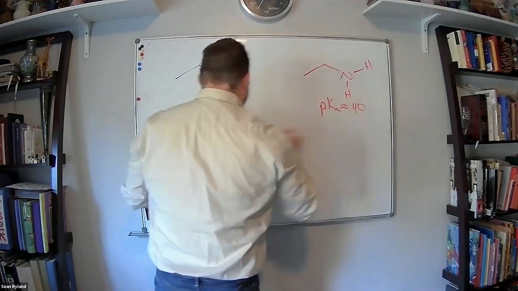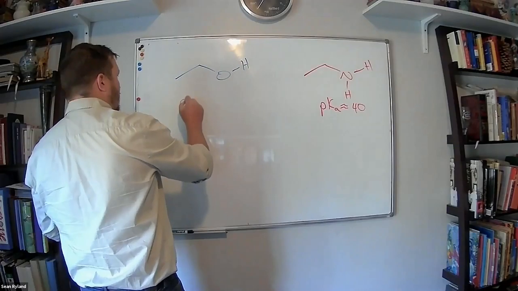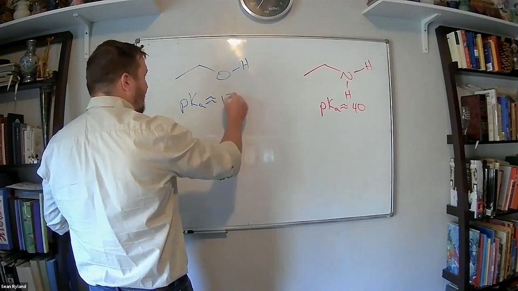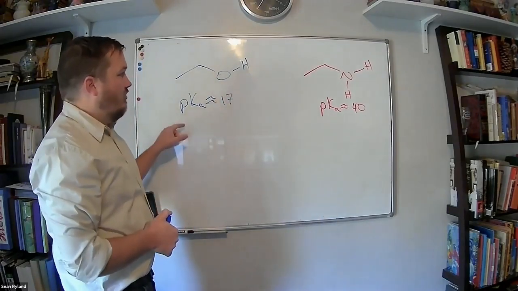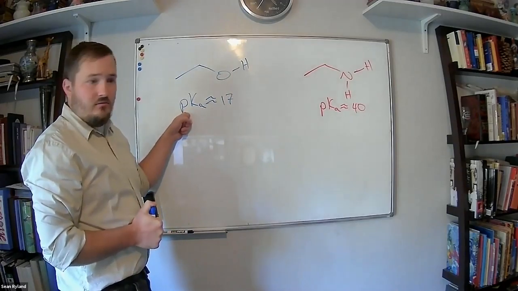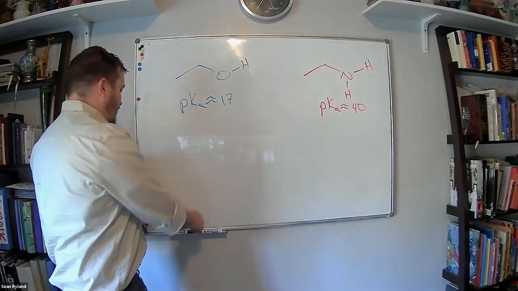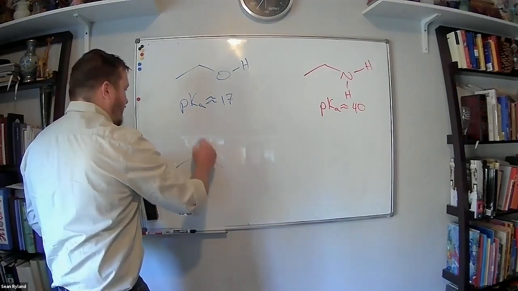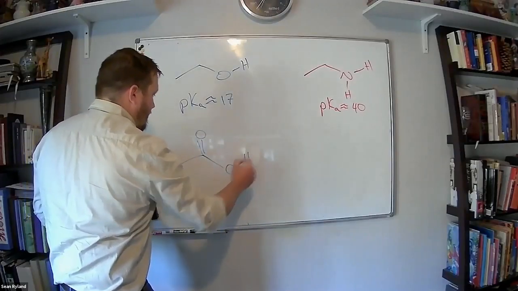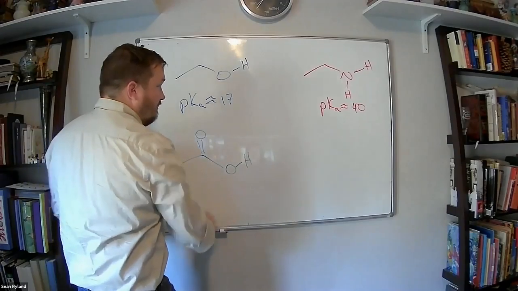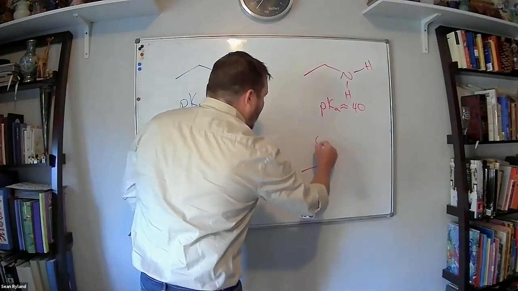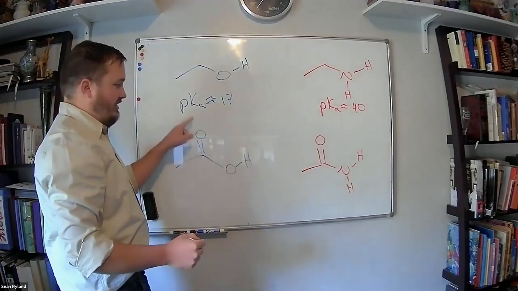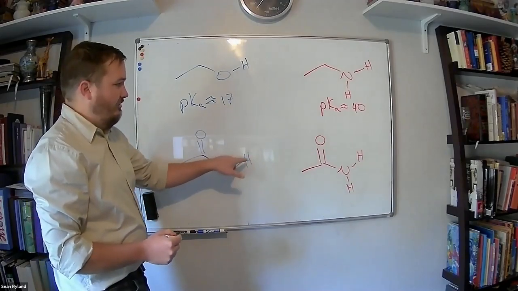of around 40 versus a pKa of around 17. So way more acidic. And we see the same thing if we look at a carboxylic acid group, like acetic acid, versus an amide group, which looks on the surface to be pretty similar. They both have a carbonyl right next to an electronegative element that's attached to hydrogen.